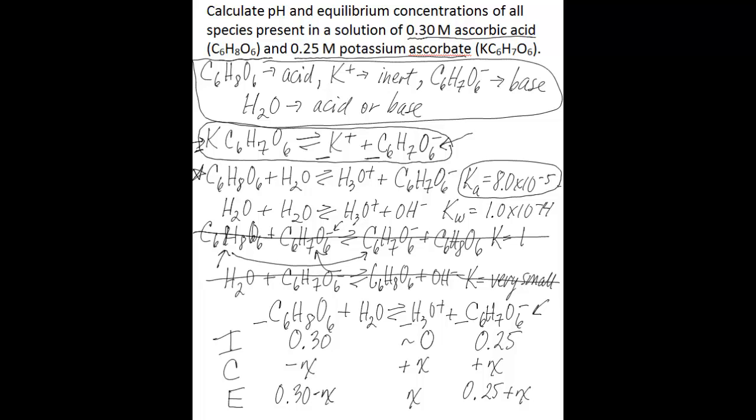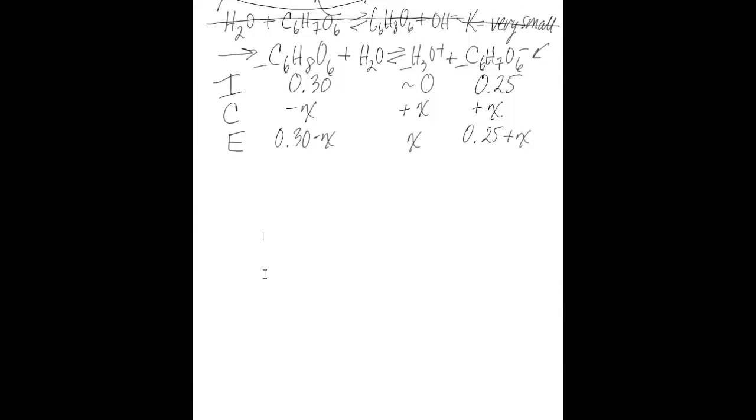So now we can use the Ka value for the equation that heads the ice table in order to solve for X. So the first thing we're going to want to do is write the equilibrium equation. And the equilibrium equation is going to be Ka is equal to the concentration of the hydronium ion plus the ascorbate anion divided by the concentration of ascorbic acid.